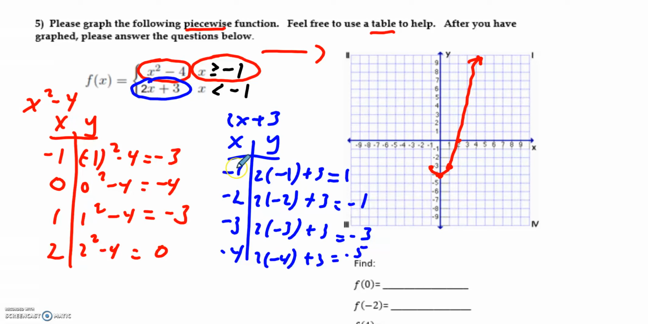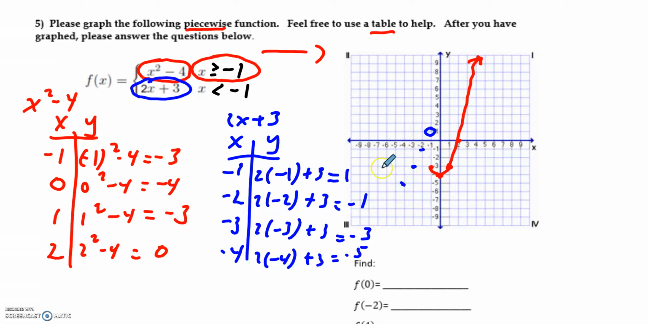So if I plotted the points -1, 1, this time, because x does not exist at -1, I would have an open dot at this point, or a hole. I then will plot the rest of my points, -2, -1, -3, -3, and then -4, -5.